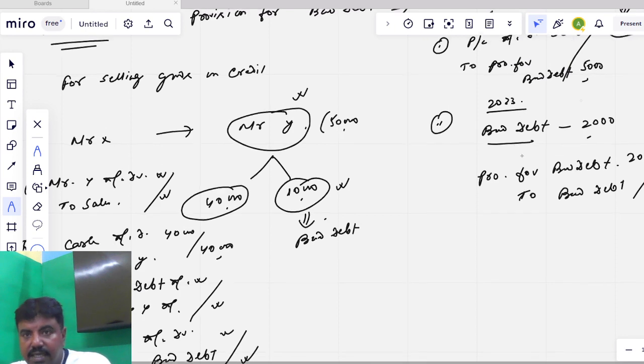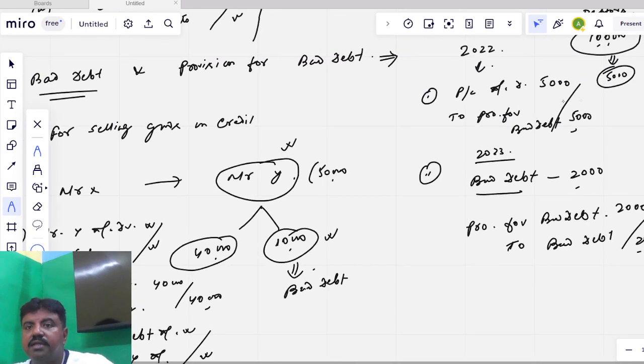But if you have a provision already, as in my example, earlier I created a provision of 5,000 because I was expecting a loss of 5,000. That was expected. But actually, in the year 2023, I came to know the bad debt loss has been 2,000. So I will adjust this bad debt loss against the provision. The entry I will pass is provision for bad debt to bad debt. Is it okay? So this way the accounting for provision for bad debt is done.